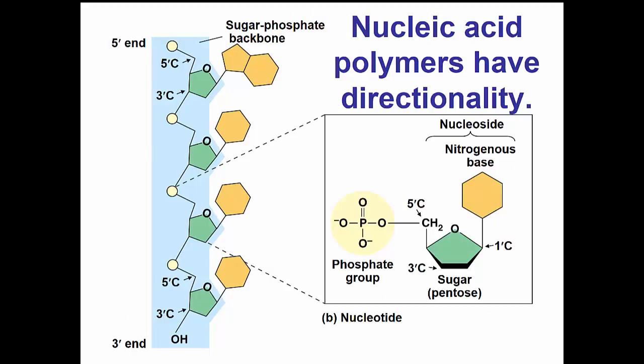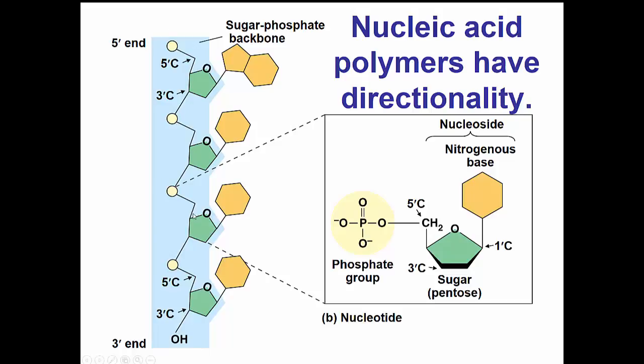Now let's talk a little bit about how these monomers, these nucleotides, assemble into polymers. Unlike carbohydrates, nucleic acids can only assemble into linear chains. You can see here we have a phosphate group and our sugar, and then our base sticks out. The hydroxyl group that was present on the 3' carbon attaches to the phosphate group present on the 5' carbon of the next nucleotide.